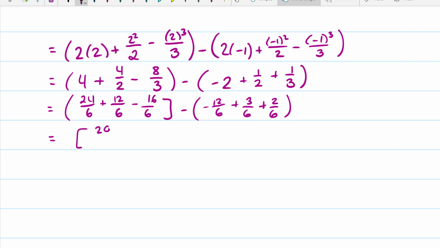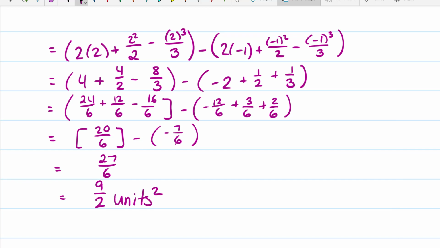So this is 20 over 6 minus negative 7 over 6. And so you get 27 over 6, which is equal to 9/2 units squared.